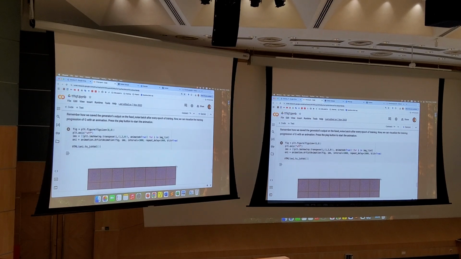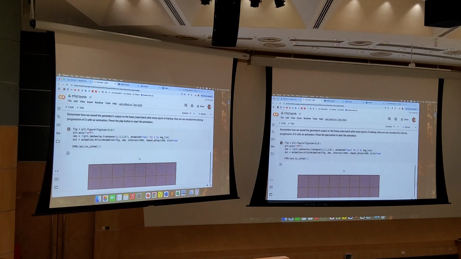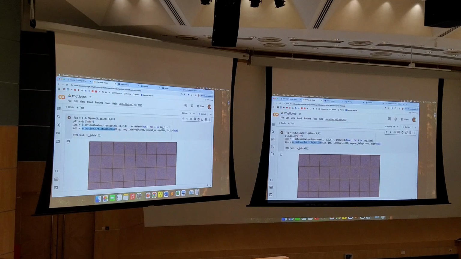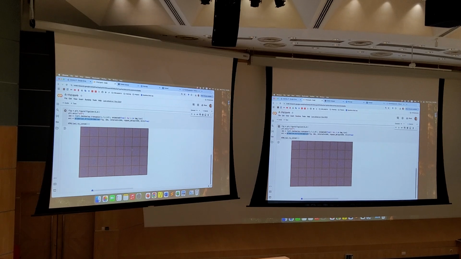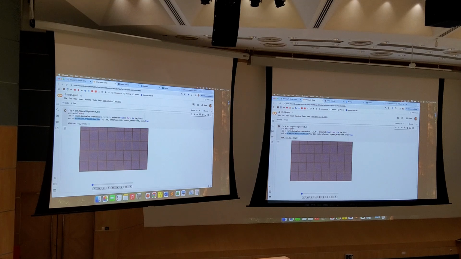And what is more interesting is that we can use this function animation, the artist animation, to put our result into a GIF. Let me reduce the size. Okay, so after training, we should get a series of these plots, and we can check the evolution of the generated images.